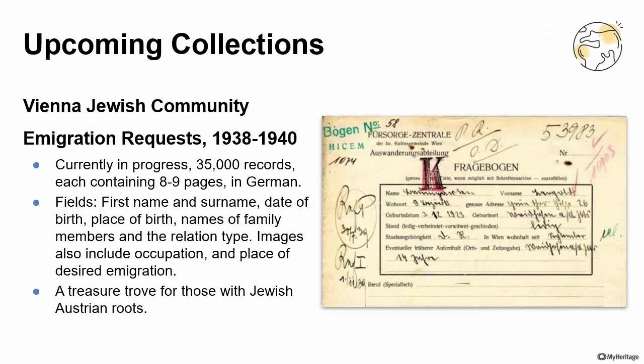And not only Israel, but we are also working on Vienna and Europe. We are working on immigration request cards that were done between 1838 and 1940. We're talking about 35,000 records of people, not only cards but whole files with a lot of information about Jews trying to leave Vienna during the war. So definitely, if you have Austrian roots, you will find your people here.